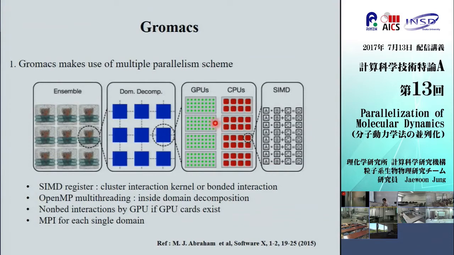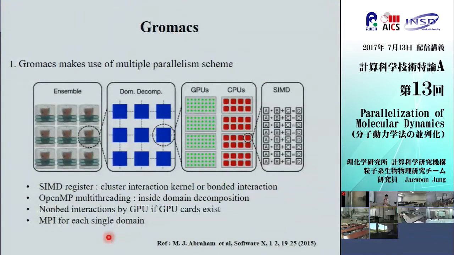So there are 4 ways of parallelism. The first one is SIMD. Usually this SIMD is used for the cluster interaction kernel or boundary interaction, so the core part is parallelized by SIMD. And inside the domain, they assign OpenMP multithreading. If there are GPUs, then they also distribute the non-boundary interaction between GPU and CPU. And they assign MPI for each single domain.